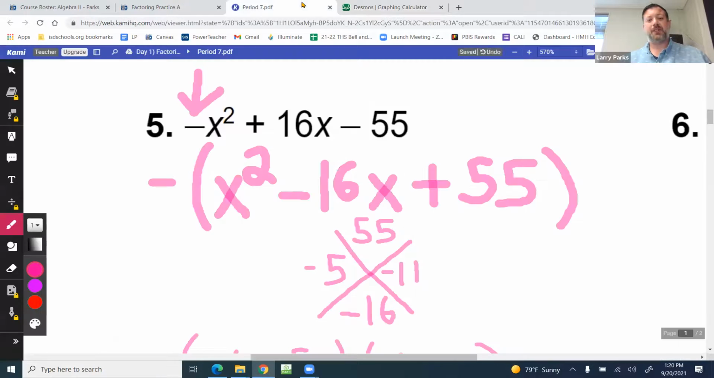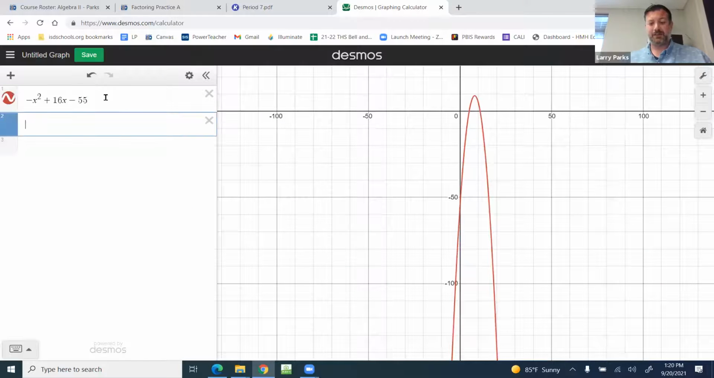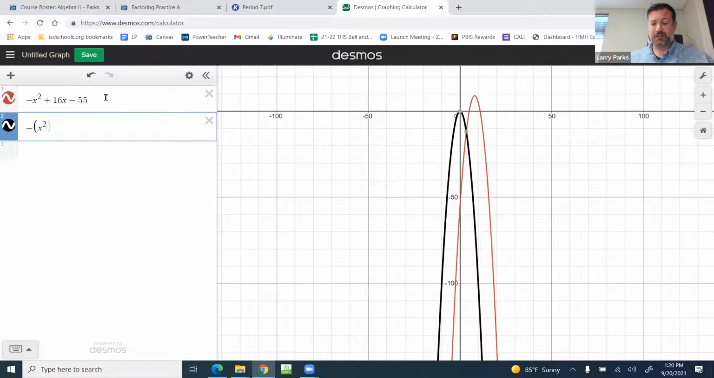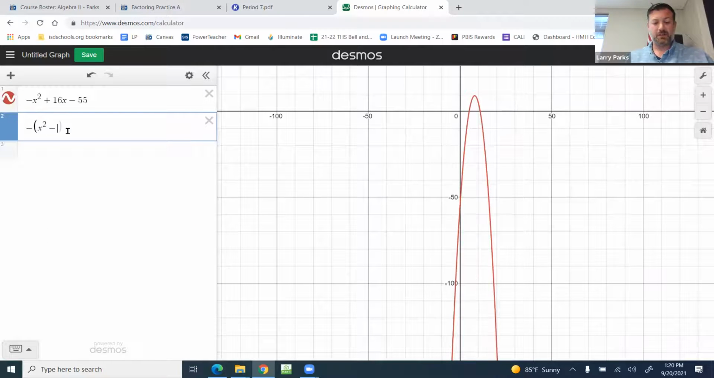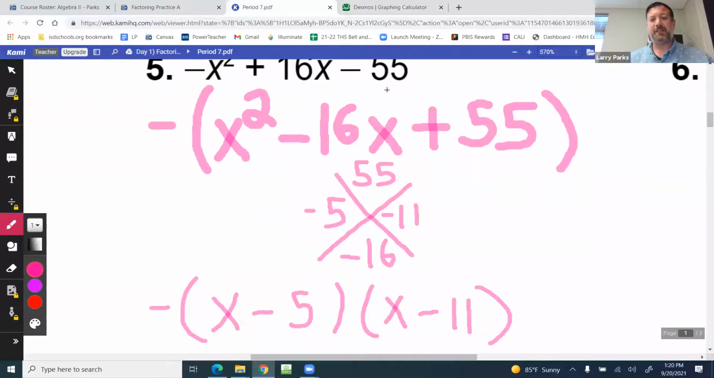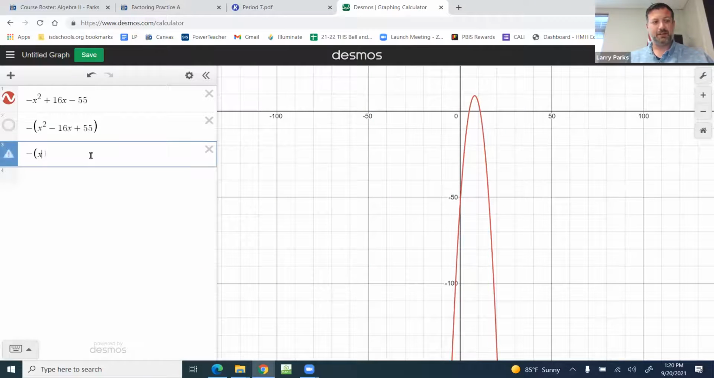So let me type in the first thing I think. Negative x squared. This is also a way to check your work as you go. Plus 6, so I had x squared minus 16x plus 55. Notice they're the same thing. So this is partially factored, and then we factored it even more, and we got negative x minus 5, x minus 11. And notice they're all the same thing.